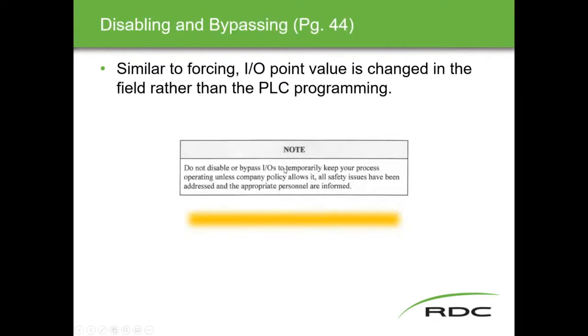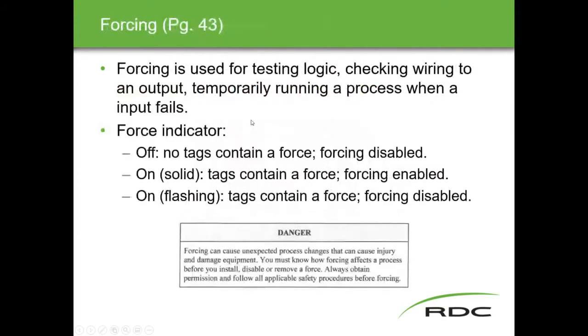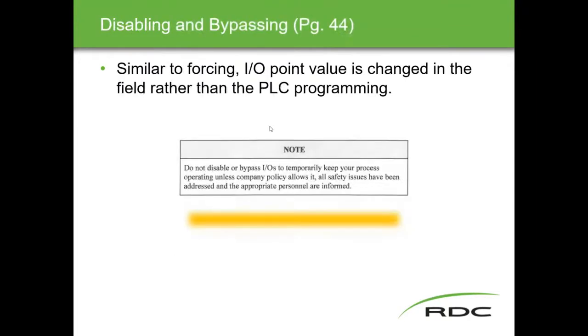Okay, disabling and bypassing, equally dangerous. Similar to forcing, the IO point value is changed in the field rather than in the PLC programming. So forcing is done inside the PLC, right? We're literally going in there and saying, this bit that's not green, I want it to be green, so let's force it green. We're doing it in the PLC program.